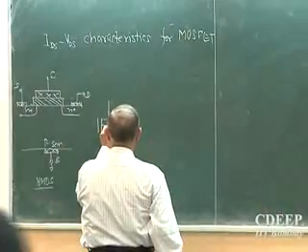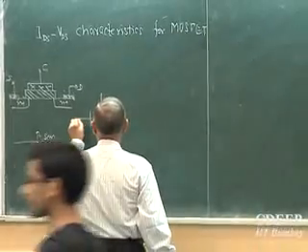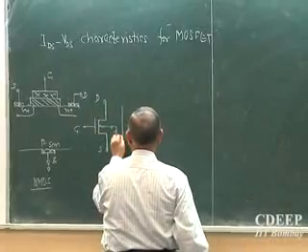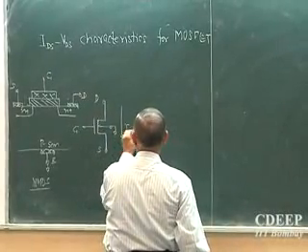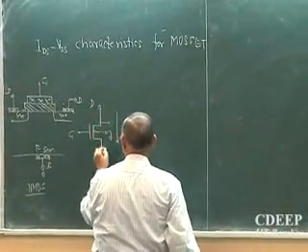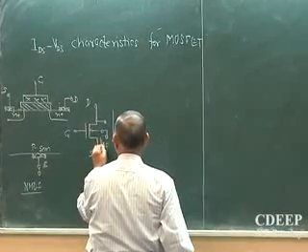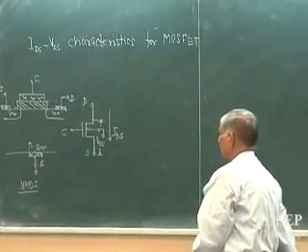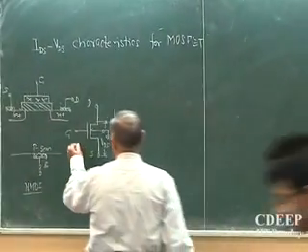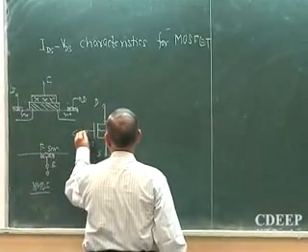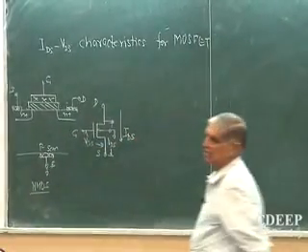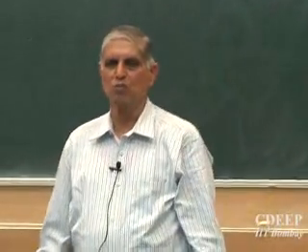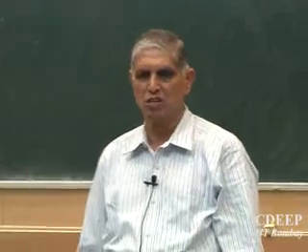This is an N-channel device, bulk is grounded, this is my gate, this is my source, this is my drain. Current through this I declare as IDS, and voltage across this is VDS. And the voltage I apply across the gate to source is VGS. And I am interested to know how IDS varies with VDS as I change VGS.